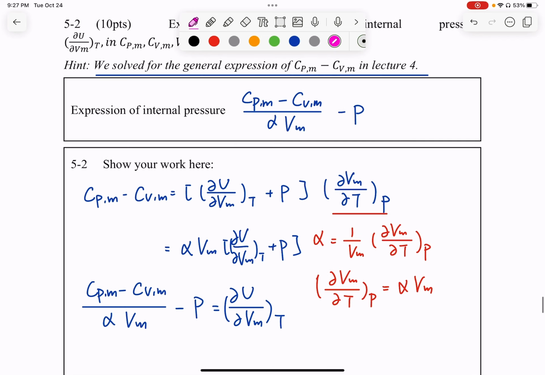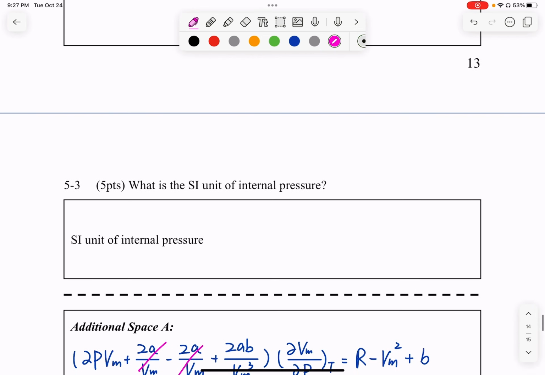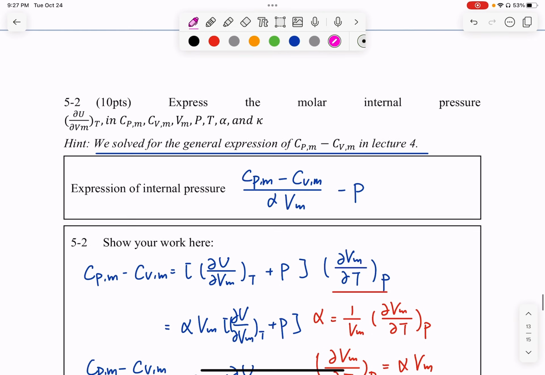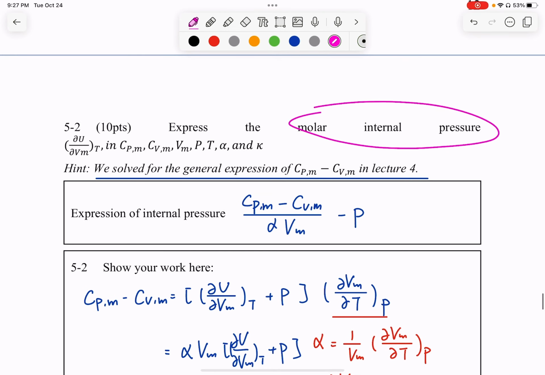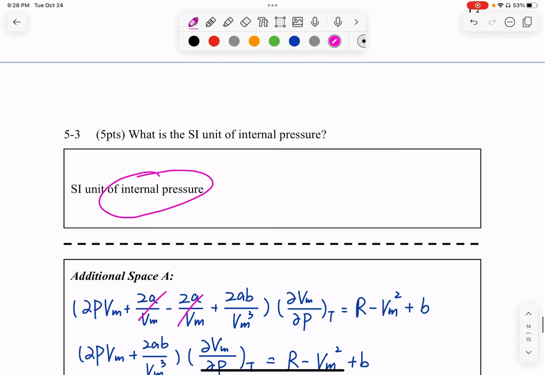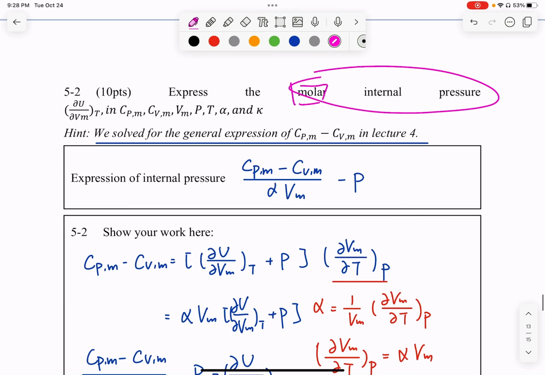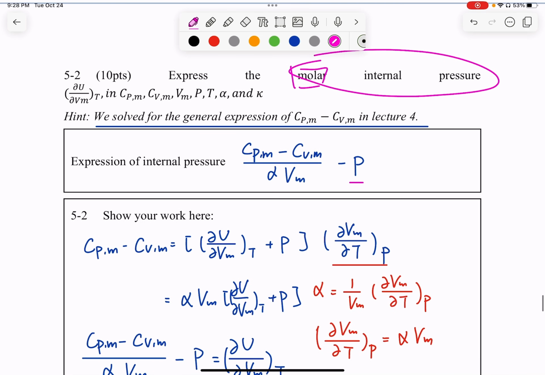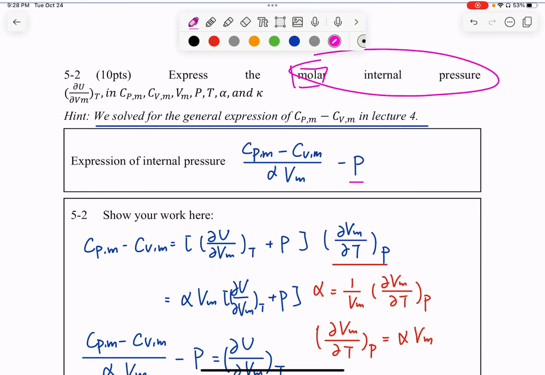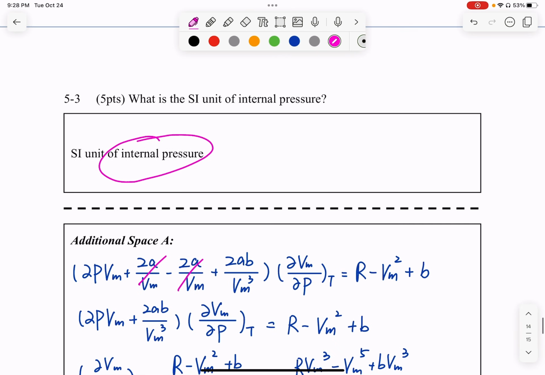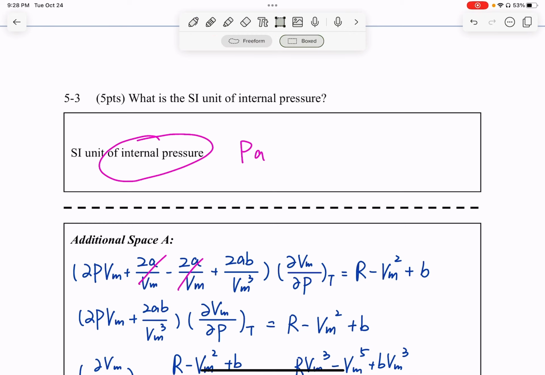And this tells us something about the unit of our partial derivative, right? It's asking for our molar internal pressure here. So this one is the molar internal pressure. And what we want is, well, what is the SI unit for our internal pressure? In this case, our pressure is the same as p, right? So this internal pressure partial derivative has the same unit as p. So the SI unit for p is the Pascal, Pa. All right, and that's everything. Let's see how long we take.